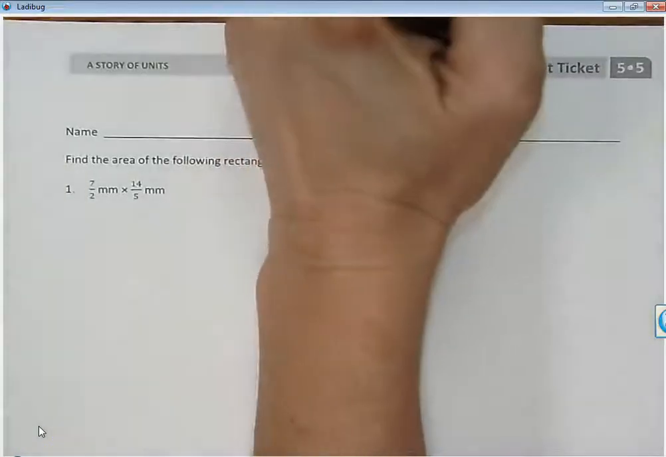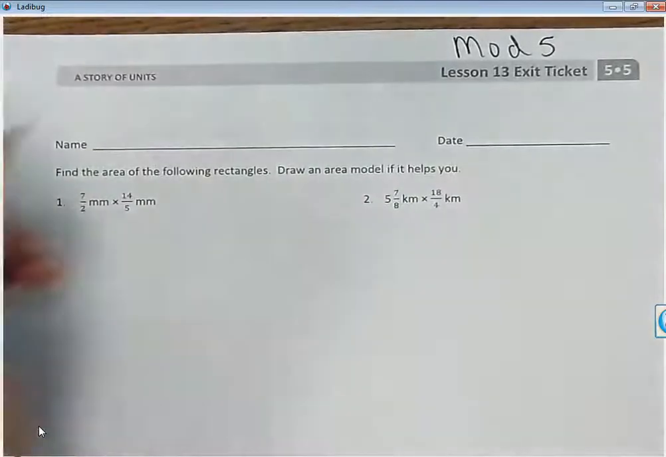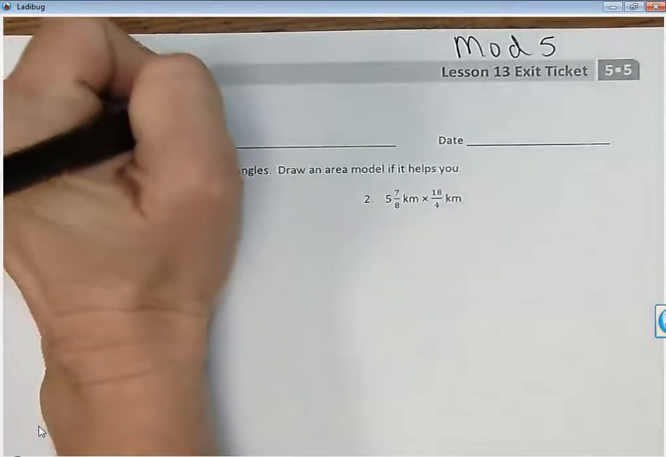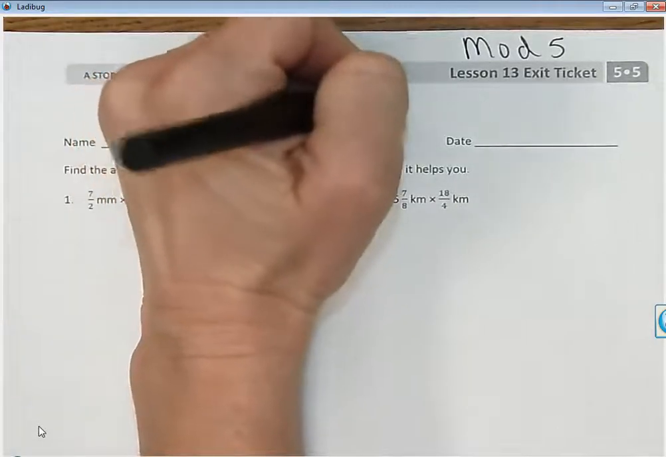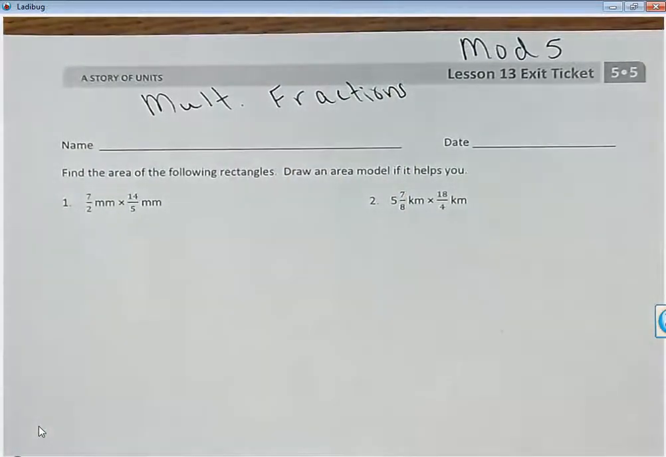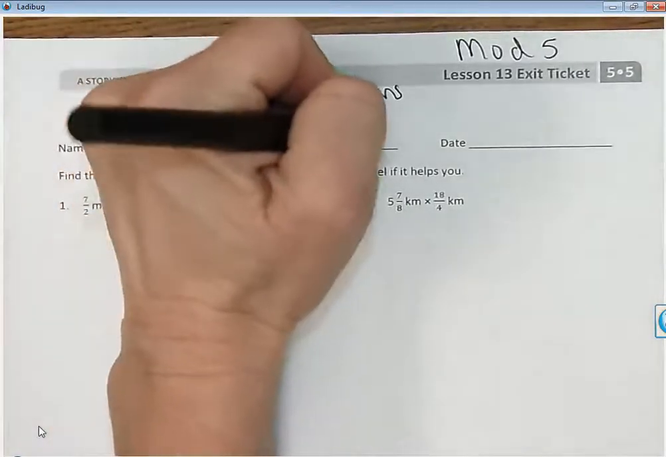Alright, so this is Module 5, Lesson 13, and we are multiplying fractions or mixed numbers. So put your name, period, and homeroom.